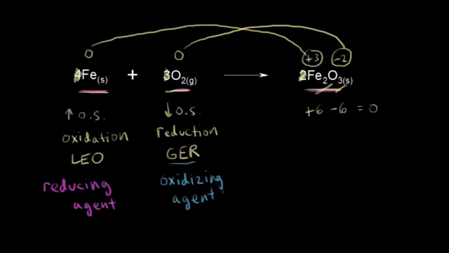And so this can be confusing to students because if you think about it, it makes sense that iron's being oxidized here, but then you change it and you say, oh, it's the reducing agent. It's not really changing anything. It's just the definition of your reducing agent.